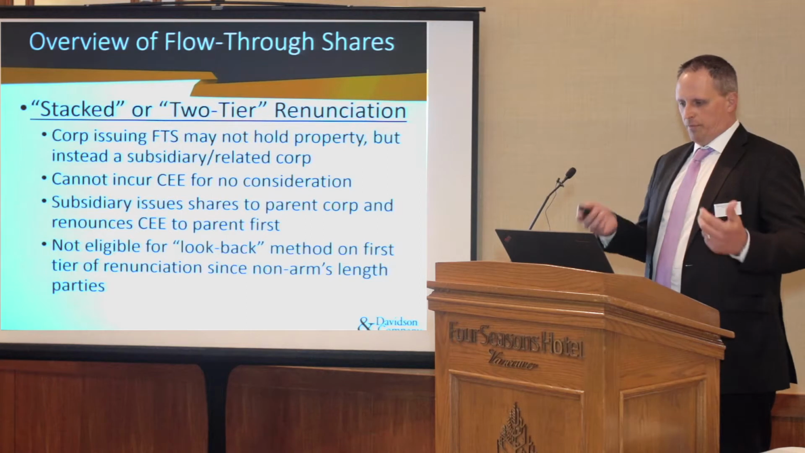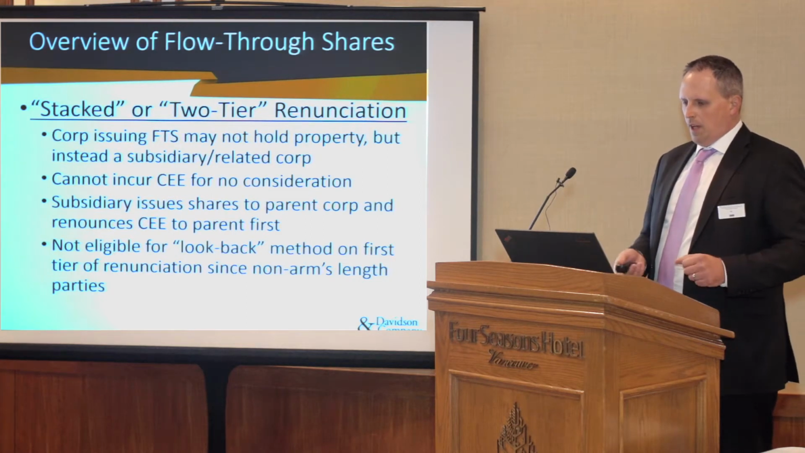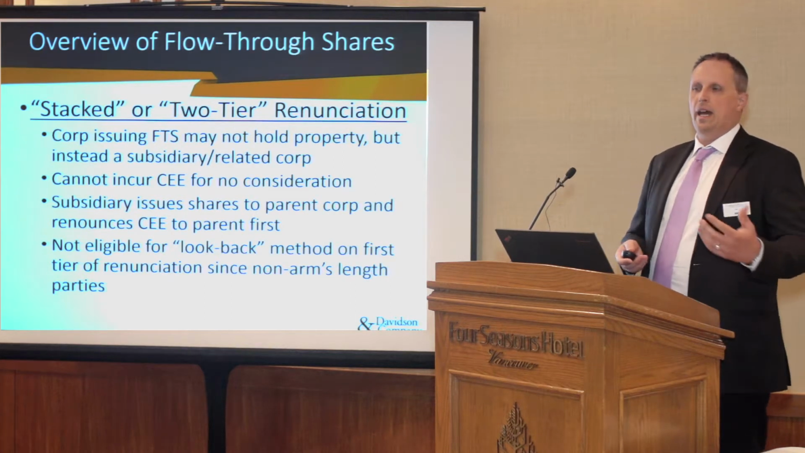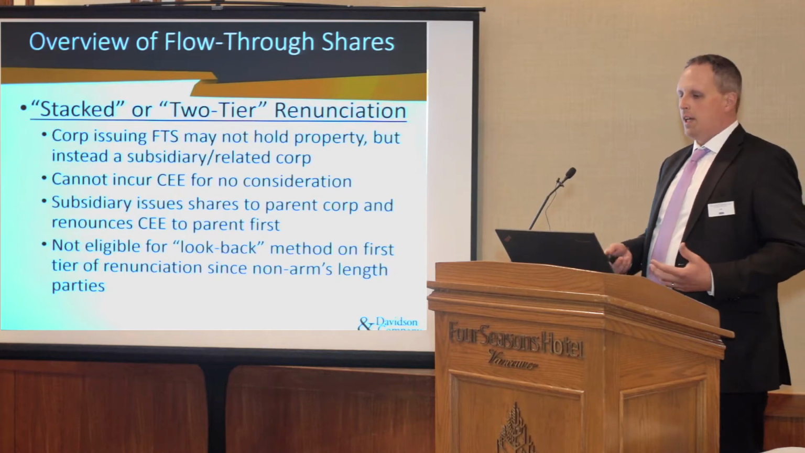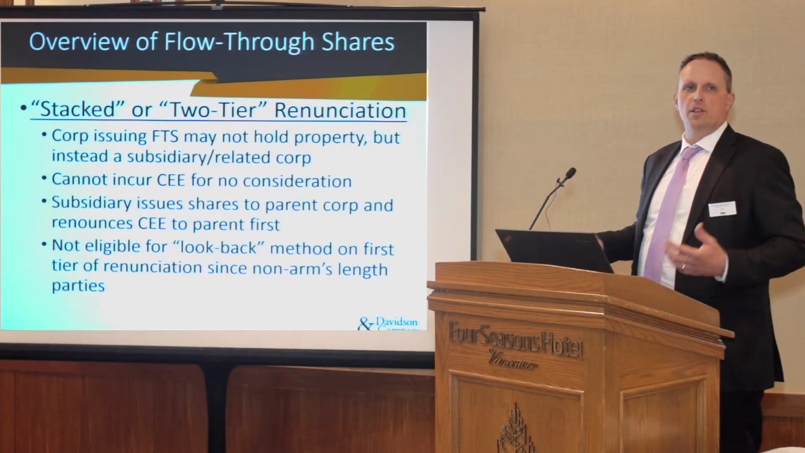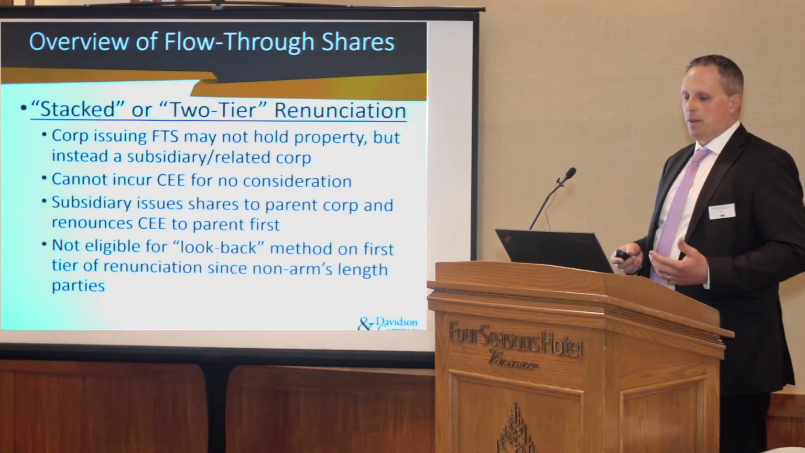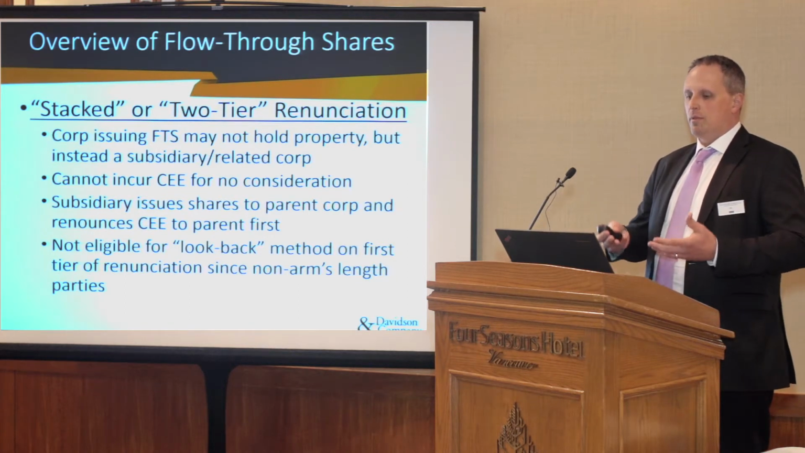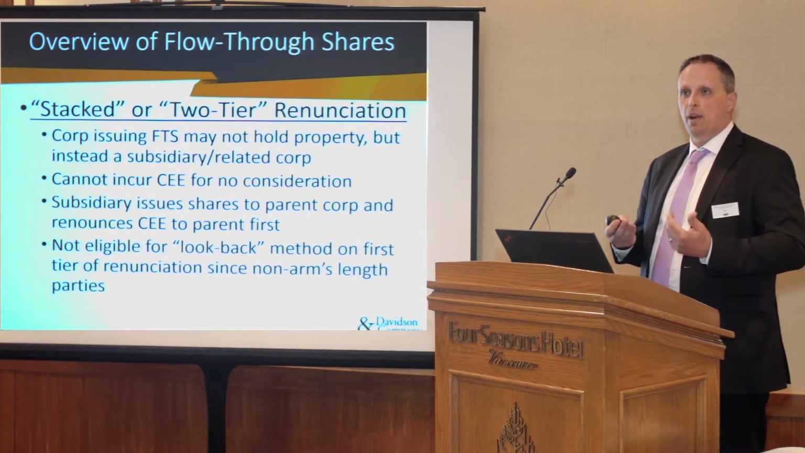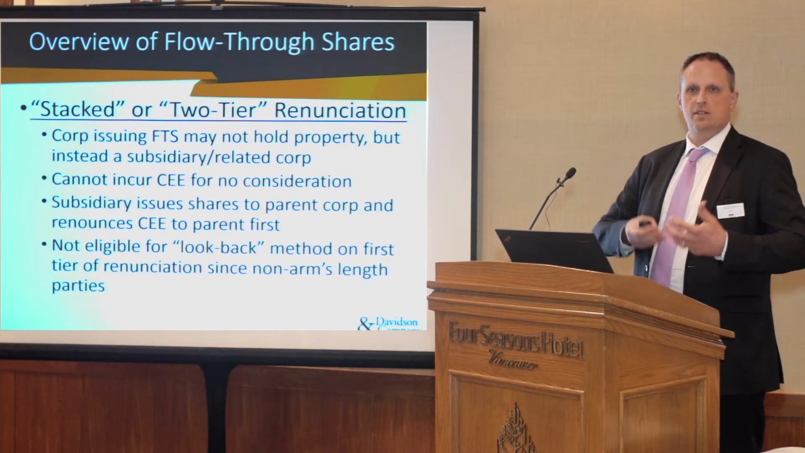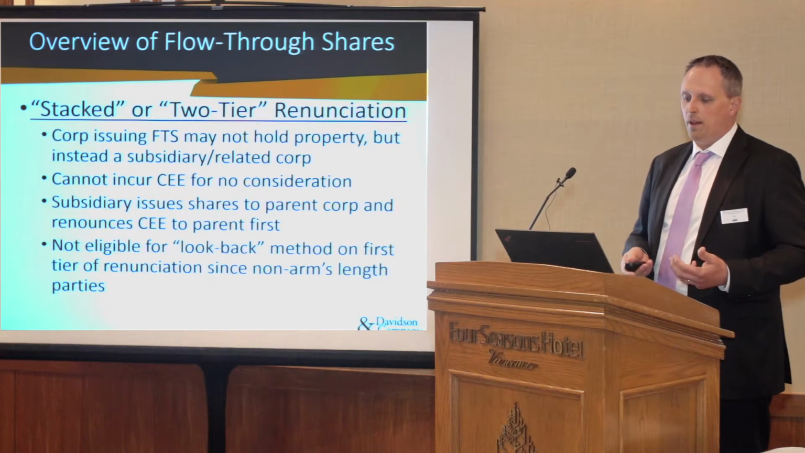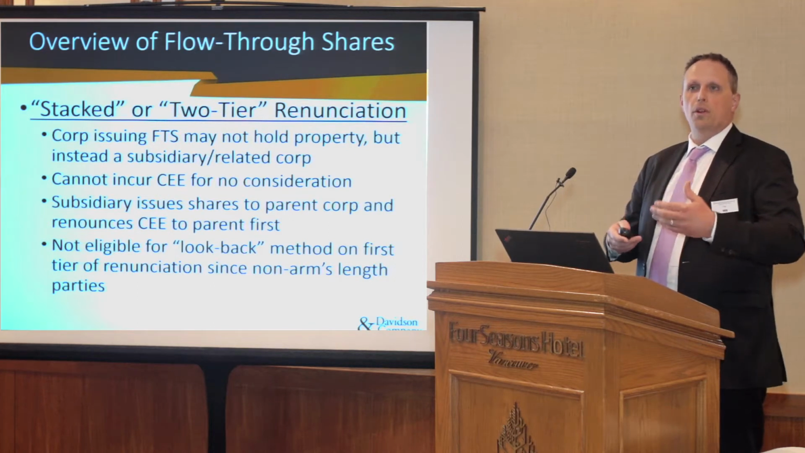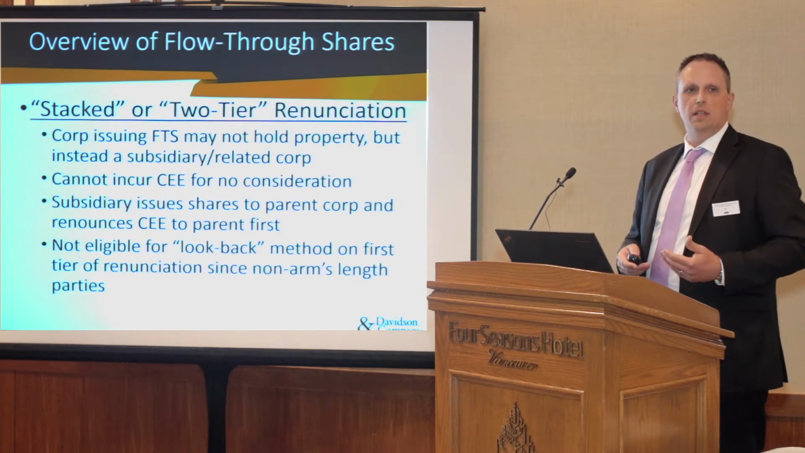So what is a stacked or two-tier renunciation? Quite often, a public company may have a subsidiary that actually owns the property, but the public company is the one issuing shares and raising the capital from its investors. So what has to happen is the subsidiary has to issue shares to the parent that meet all the same conditions as the flow-through shares we had already talked about, and it then renounces it up to the public company before the public company then turns around and renounces it up to the investors.